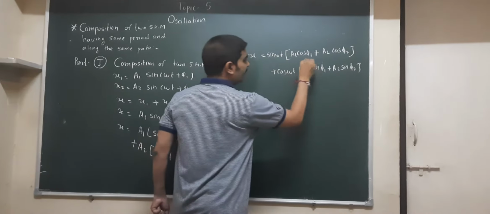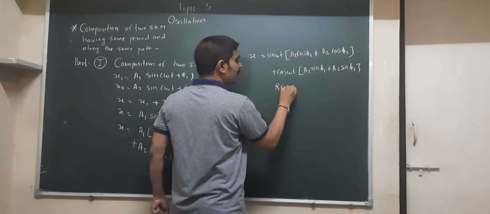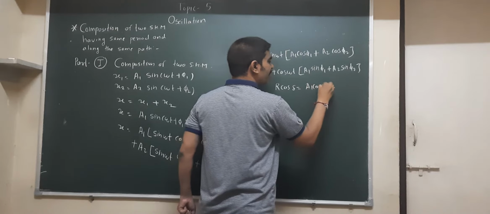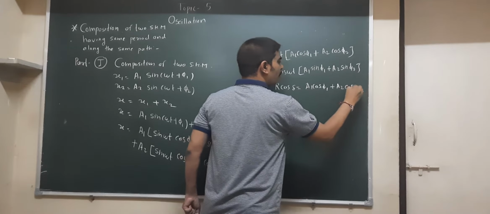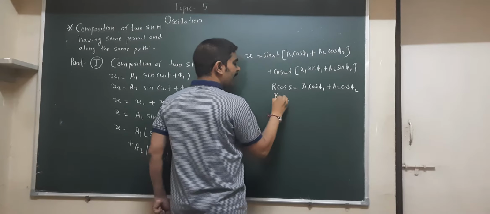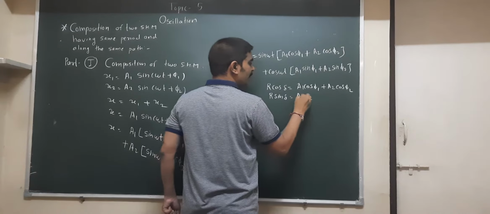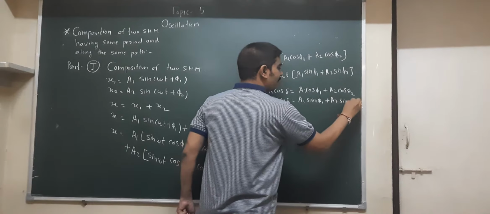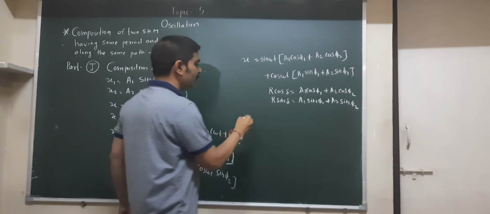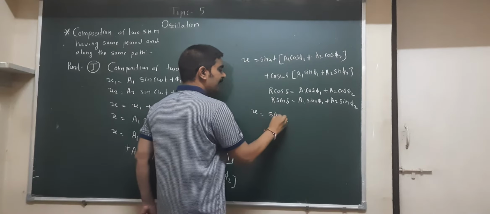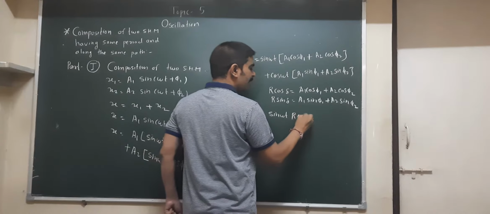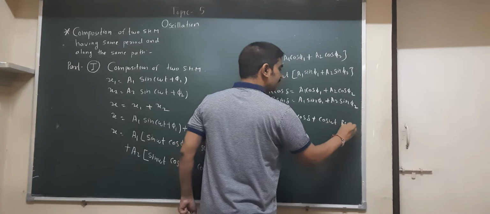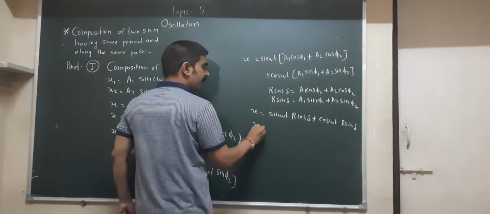Now friends, here we have to consider r cos delta is equal to a1 cos phi 1 plus a2 cos phi 2, and r sin delta is equal to a1 sin phi 1 plus a2 sin phi 2. Substituting these values, we get x is equal to sin omega t r cos delta plus cos omega t r sin delta. Take r as common.